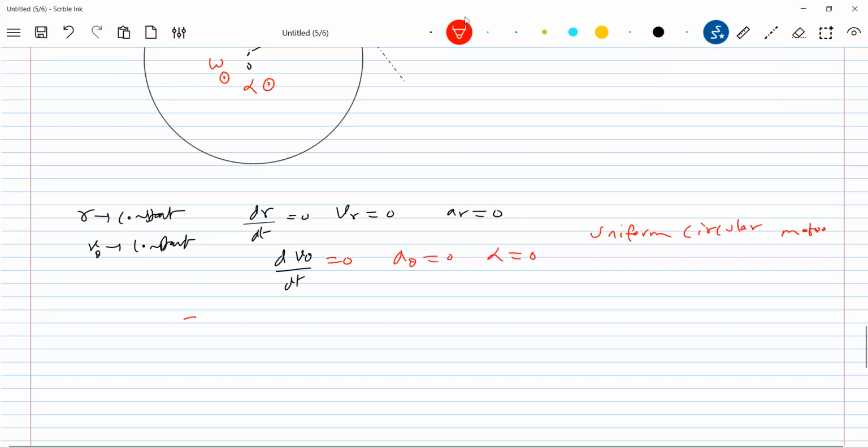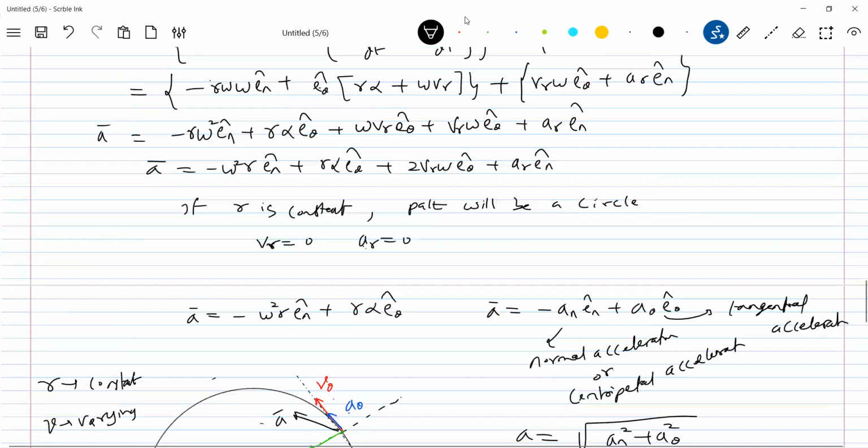So how will that motion occur? The particle moves with a constant speed at all the points. V theta is constant. R is constant, v theta is also constant. You can see from the diagram now. And then what about the accelerations it will have? Let's go back to the basic definition. V r will be 0, a r will be 0, alpha will be 0.